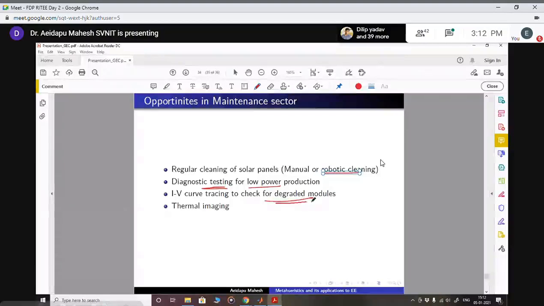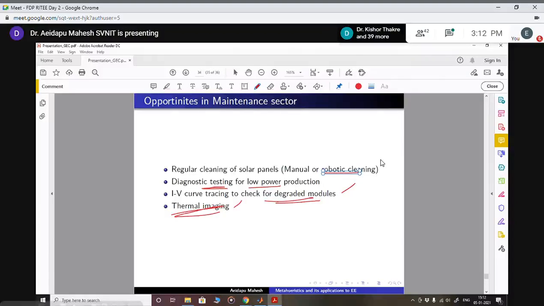So if you can find out some methodology to check for degraded modules by using IV curve tracing for different PV panels, that is also a good, useful contribution. And the newest, or final, concept is the thermal imaging.